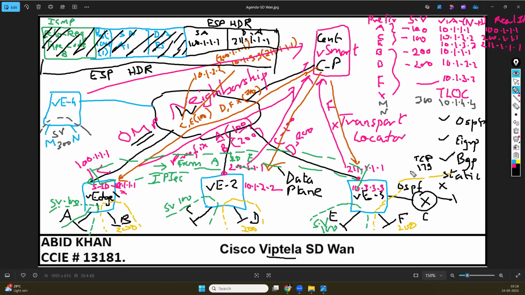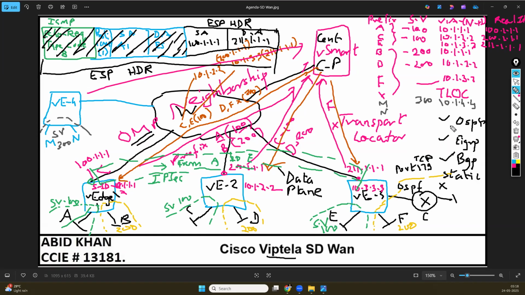Whenever we talk about any protocol, this protocol will have only two things. There are only two possibilities. Whatever protocol we are talking about, the protocol will have either a protocol number or a port number. So this TCP 179, we call it as a port. We say TCP port 179 BGP.